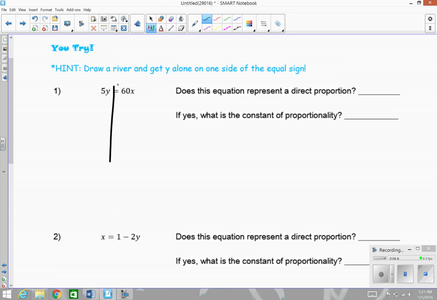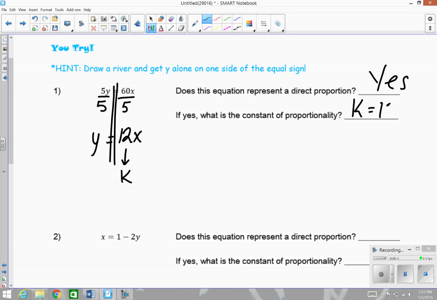So for number 1, draw your river. In order to get y by itself, I have to divide both sides by 5. We get y equals 60 divided by 5 is 12. Keep the x. This is in y equals kx form, so yes. And 12 is your k, your constant of proportionality.